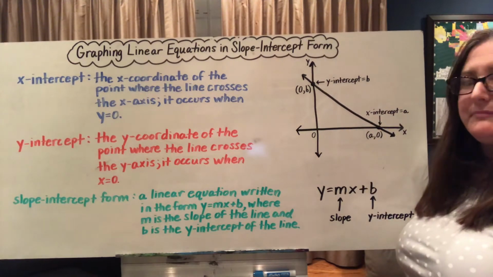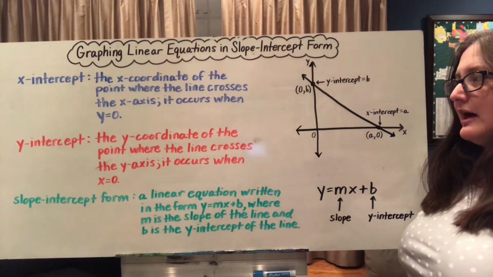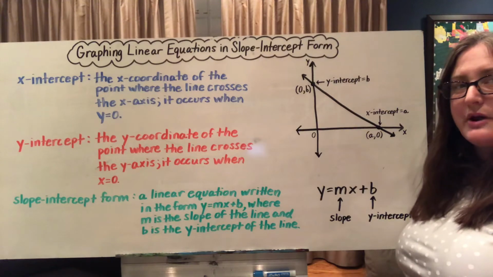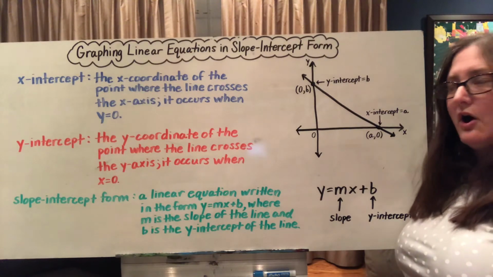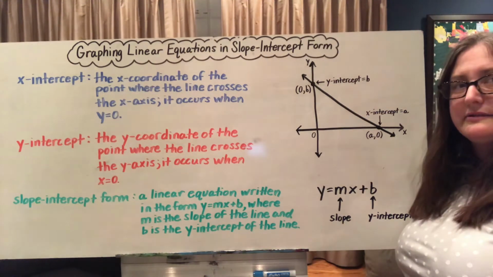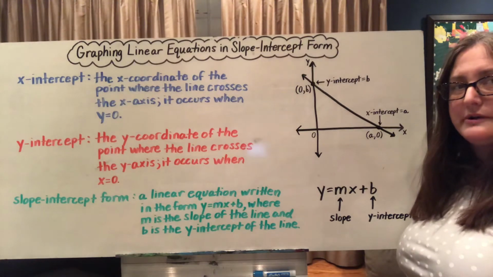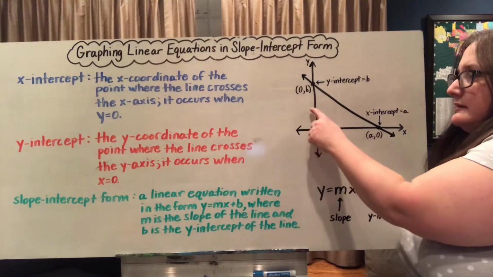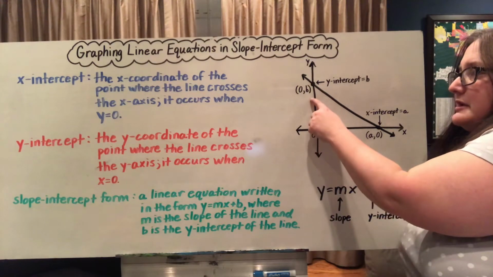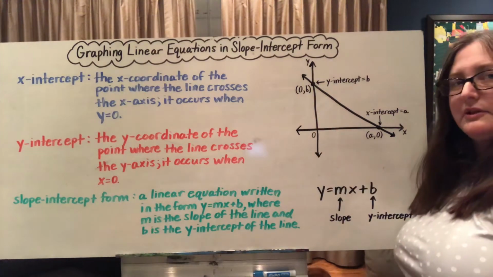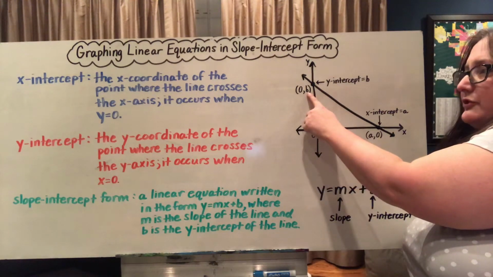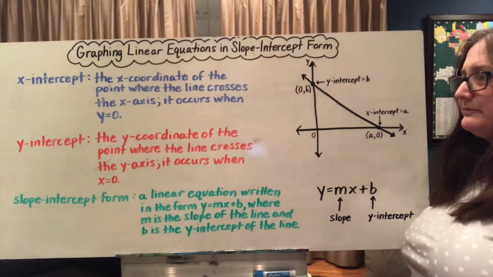The y-intercept is the y-coordinate where the line crosses the y-axis, and it always occurs where x equals 0, because all points on the y-axis are paired with an x-coordinate of 0. We've got (0, 0), (0, 1), (0, 2), (0, 3), and so on. So where the line crosses the y-axis, this y-coordinate is referred to as the y-intercept.